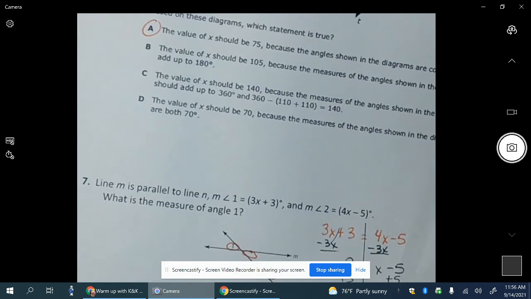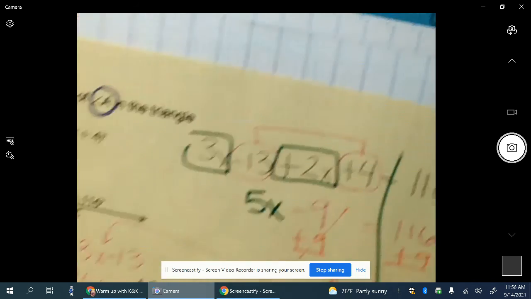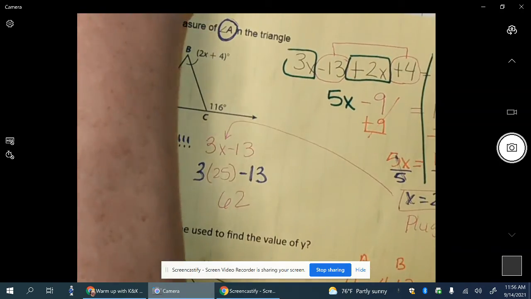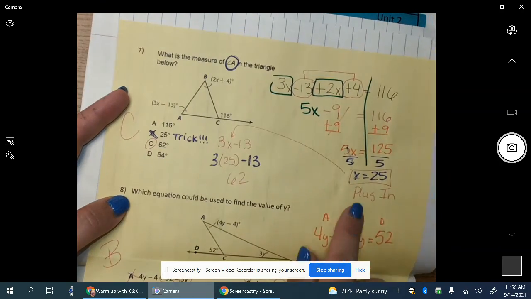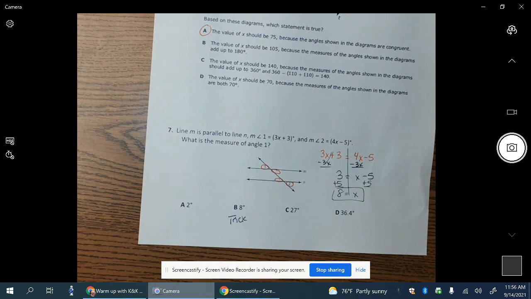We did this yesterday. We plugged in. Do y'all remember plugging in? Just like yesterday, there was a trick, and I said you have to plug in once you get x. That's what we have to do.